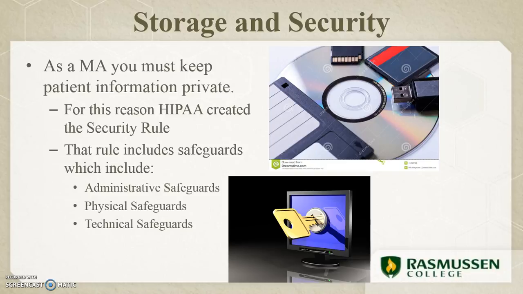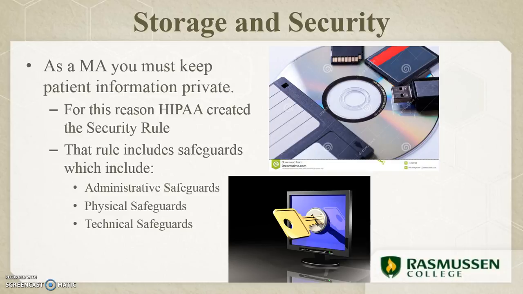With this security rule came some safeguards, and there are 3 safeguards that we have to look at: administrative safeguards, physical safeguards, and technological safeguards. Some of the administrative safeguards are designating what we call a privacy officer to conduct training programs about protecting PHI and having backup or recovery plans in case of emergencies or during a power outage.